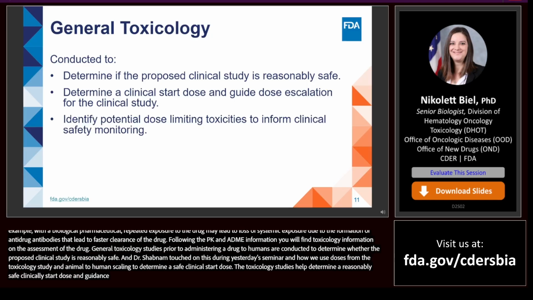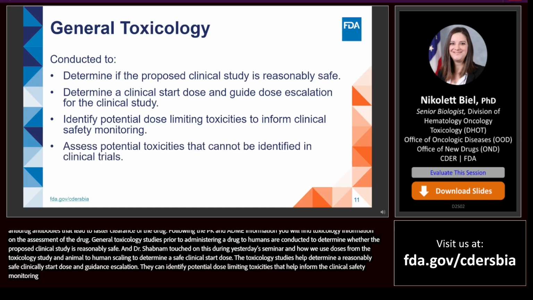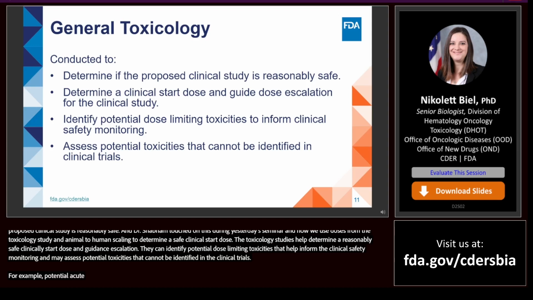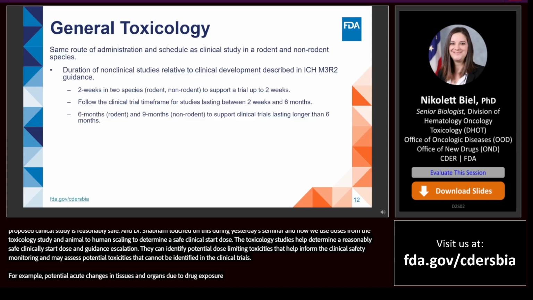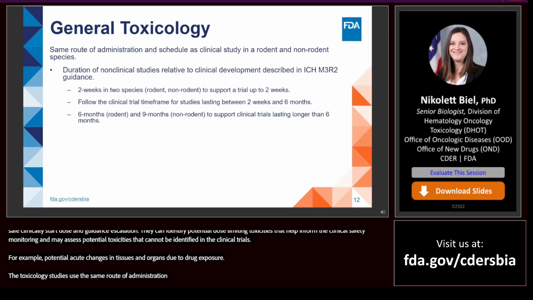They can identify potential dose-limiting toxicities that help inform the clinical safety monitoring and may assess potential toxicities that cannot be identified in the clinical trials. For example, potential acute histopathological changes in tissues and organs due to drug exposure. The toxicology studies use the same route of administration and schedule in the animals as intended in humans in the clinical study.